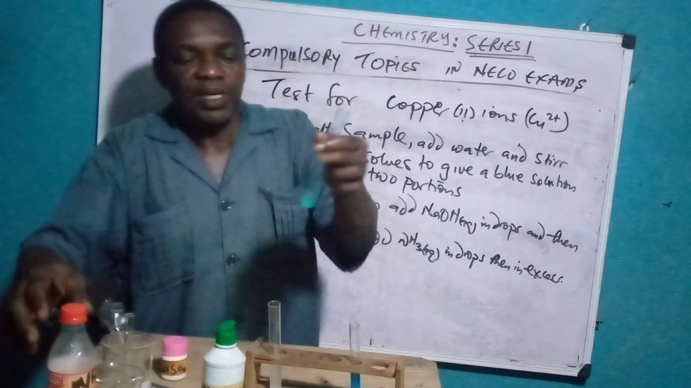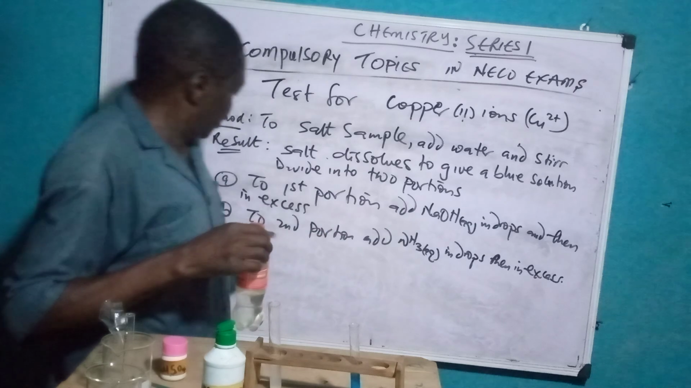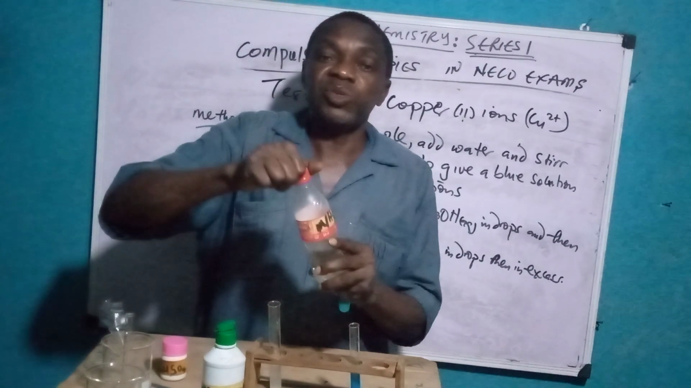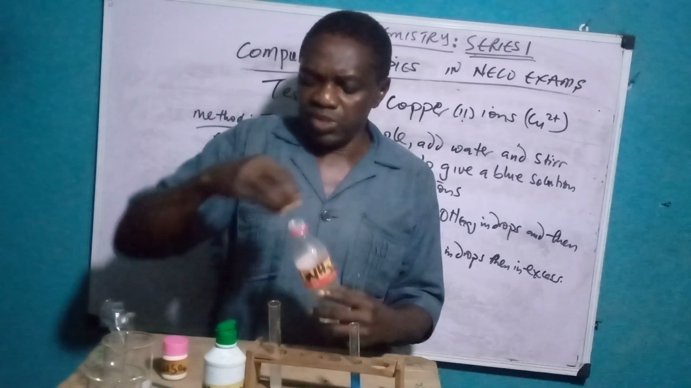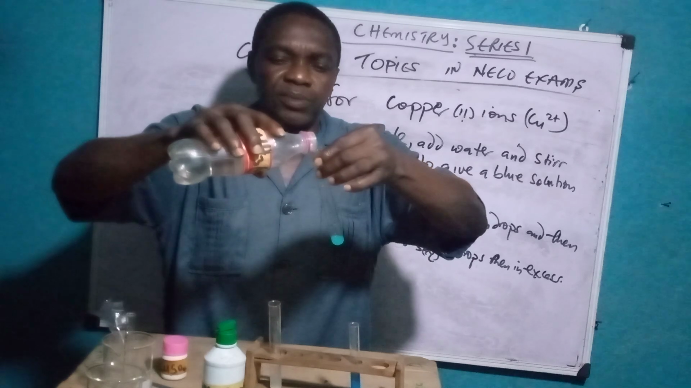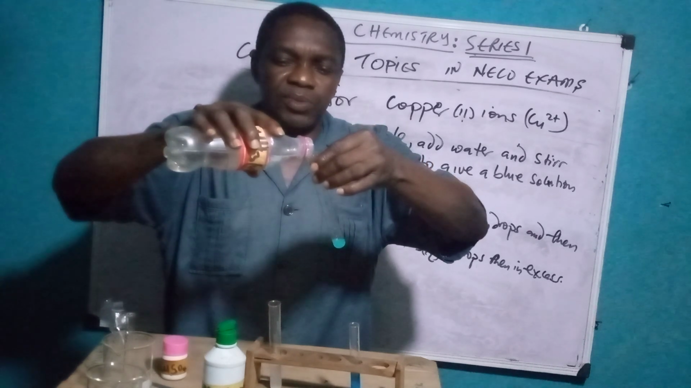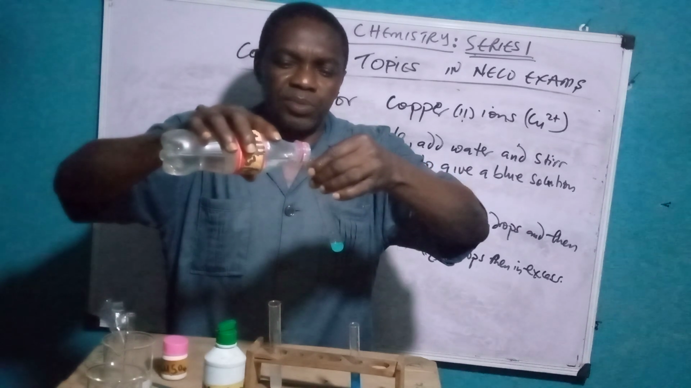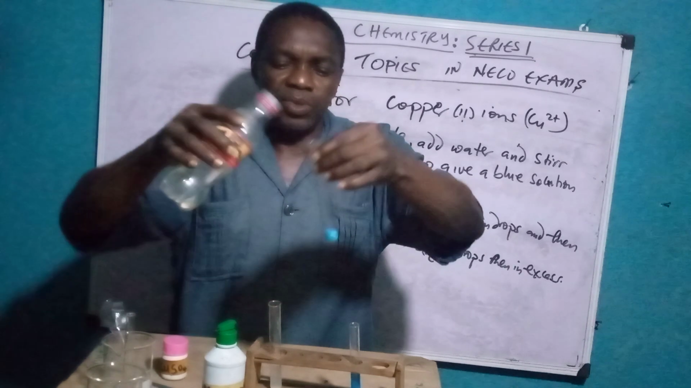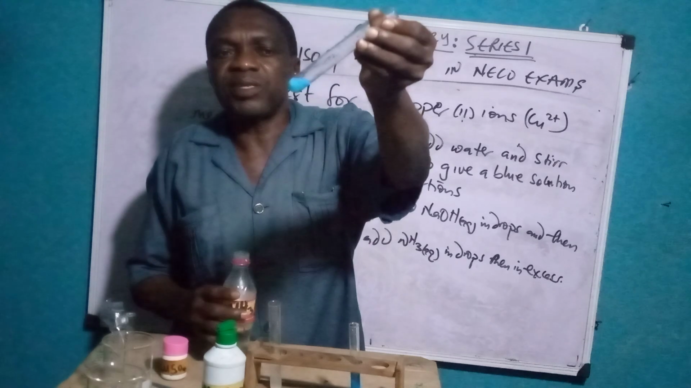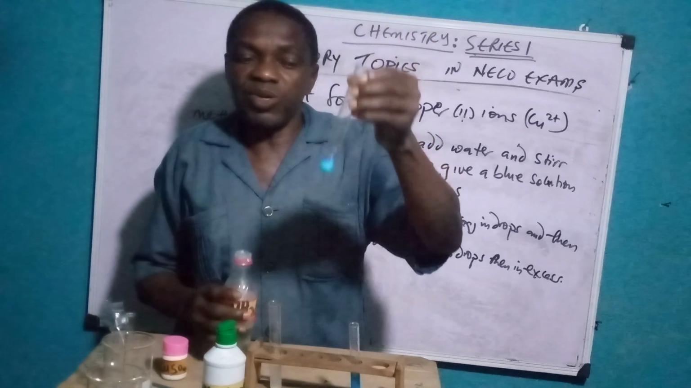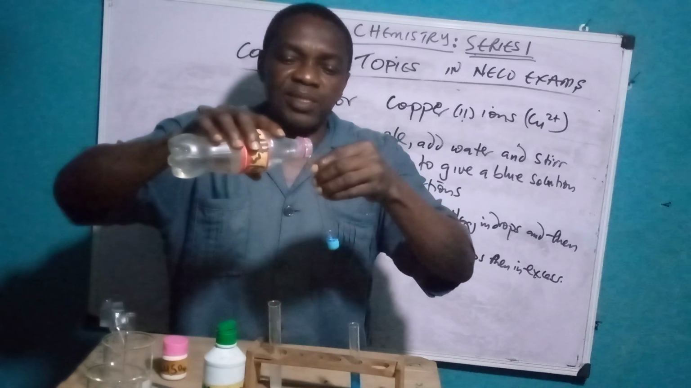Look at what we have here. Add ammonia. So second portion, add ammonia in drops and then in excess. This is our ammonium hydroxide, ammonia solution. We add it like this. You can see it. It drops. You can see blue precipitate in drops, thick. Blue precipitate in drops. You must indicate it. Blue precipitate in drops. We add excess now.